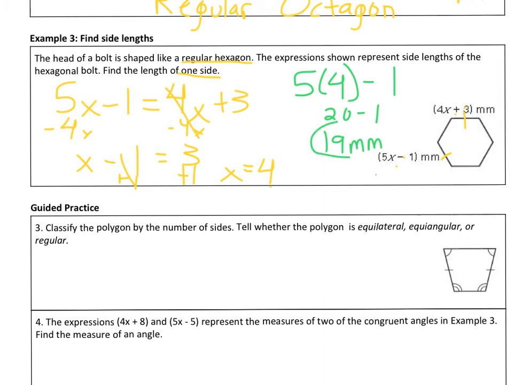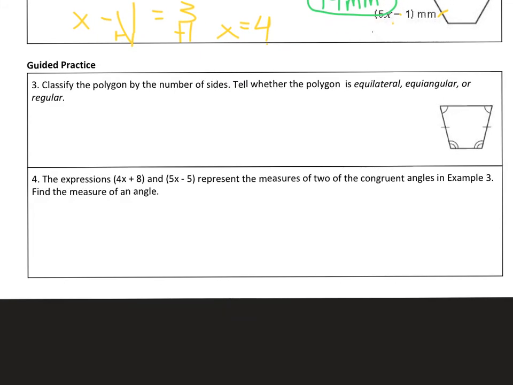And you can go ahead and try. Substitute 4 into this one. It'd be 4 times 4 is 16. 16 plus 3, this would also come out to be 19 millimeters. So that's the nice part about it being regular, is that all the sides are the same length, right? So in this guided practice, same as the last 2 examples, take a minute, pause the video, work through them, and then I'll explain through the solutions.